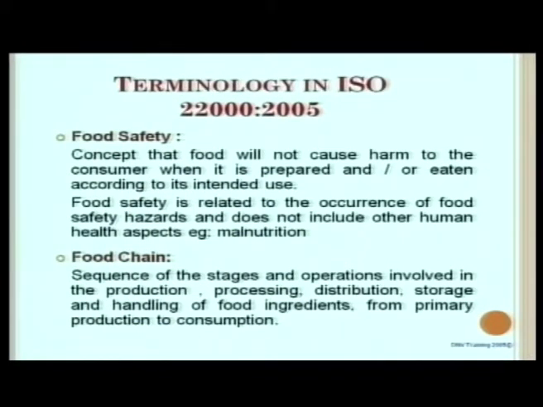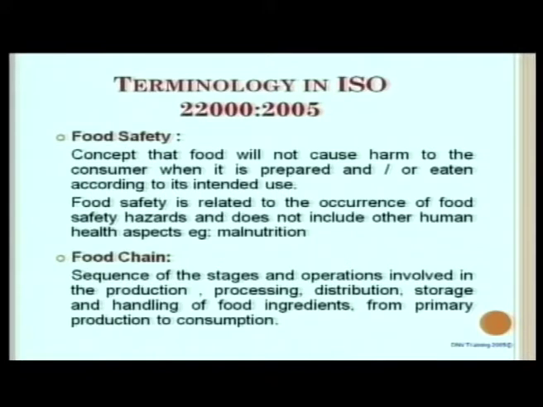Now let's go through some of the terminologies of ISO 22000 to better understand this standard. The first one is food safety. Food safety is a concept that food will not cause harm to the consumer when it is prepared and or eaten according to its intended use. Food safety is related to the occurrence of food safety hazards and does not include other human health aspects like malnutrition. So whenever you consume food, you need to be assured that food will not cause you any harm, and that concept is food safety.